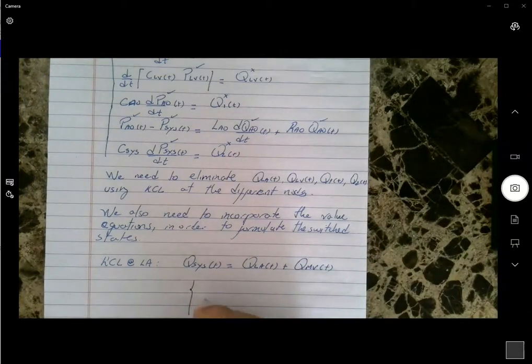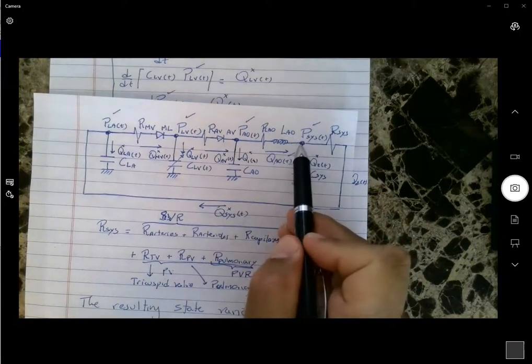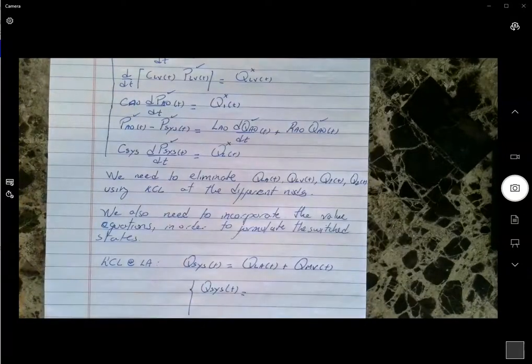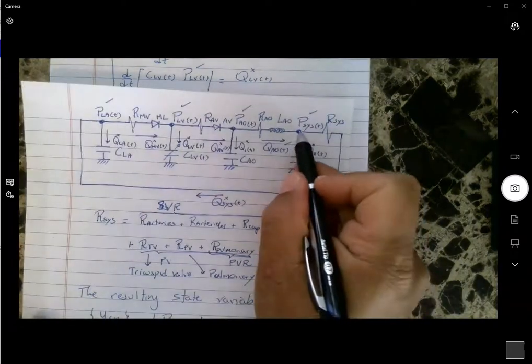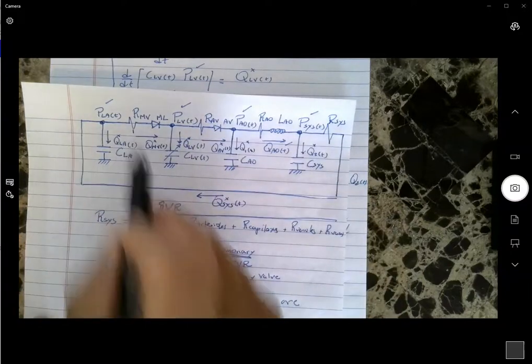But we know that the Q systemic, if we look at this flow, is a flow that goes between this node, and there's only a resistance in between. At least it's the way we modeled it. So we can just directly use Ohm's law to eliminate that. So this will be the systemic pressure minus the left atrial pressure divided by the systemic resistance. Pretty straightforward. So it will be this pressure minus this pressure divided by this resistance, directly through Ohm's law. That's the Q systemic, Q circulating through the bottom of this branch.